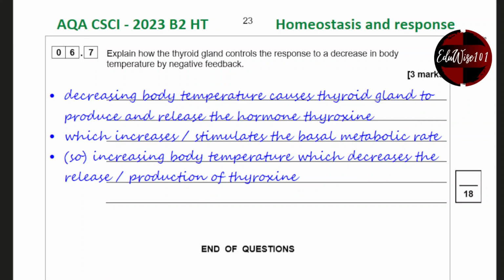So increasing the body temperature will decrease the release of the thyroxine hormone. So if your body temperature is at about 37 degrees Celsius, the thyroid gland is not producing thyroxine. That means how fast your chemical reactions are taking place is maintained. If your body temperature goes down, then the thyroid gland produces thyroxine, which increases the rate of chemical reactions in your body.